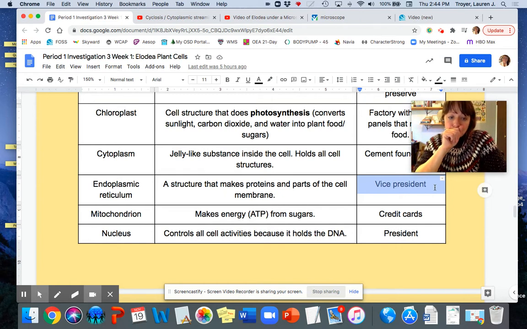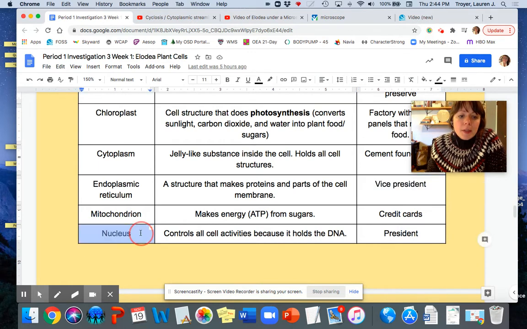Okay. Next thing is, well, we also actually just talked about the nucleus. So if you want, you could fill that in now. Controls all cell activities because it holds the DNA. So we said president, which I think is a good analogy. If you're doing a city, then maybe you would say mayor.